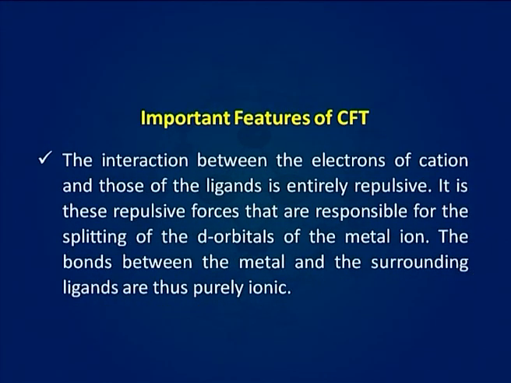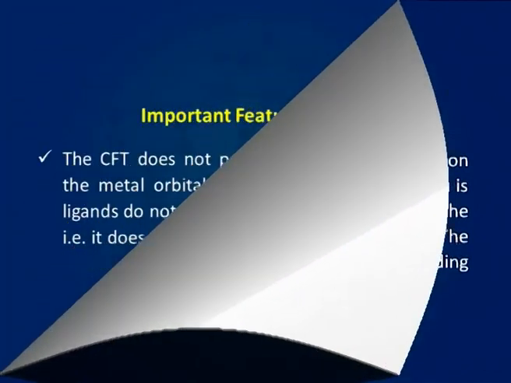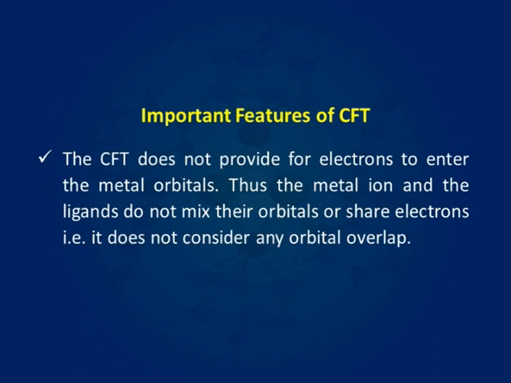The interaction between the electrons of the cation and those of the ligands is entirely repulsive. It is these repulsive forces that are responsible for the splitting of the d orbitals of the metal ion. The bonds between the metal and the surrounding ligands are thus purely ionic. The crystal field theory does not provide for electrons to enter the metal orbitals. Thus, the metal ion and the ligands do not mix their orbitals or share electrons. That is, it does not consider any orbital overlap.